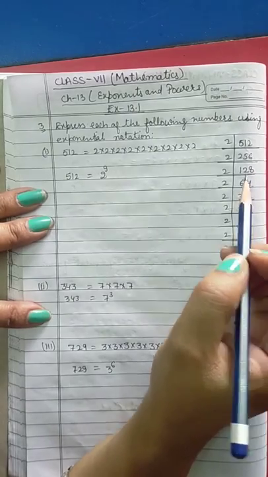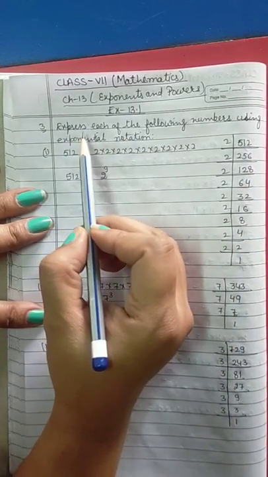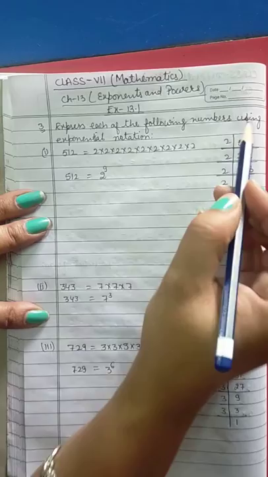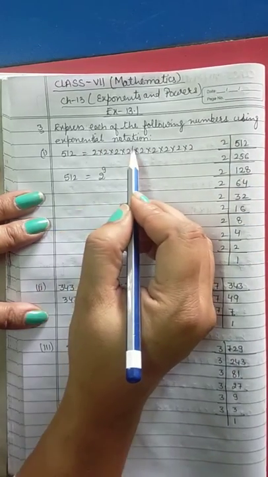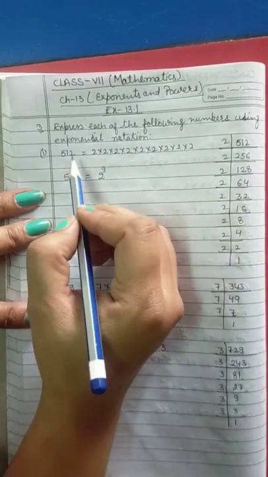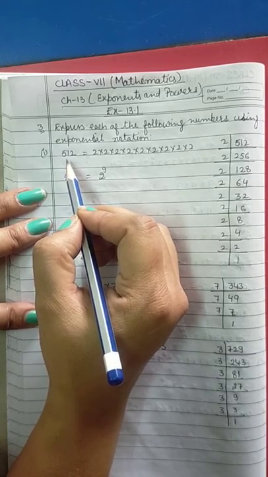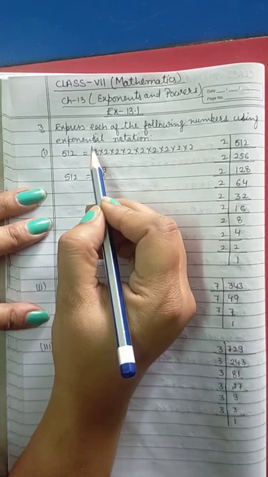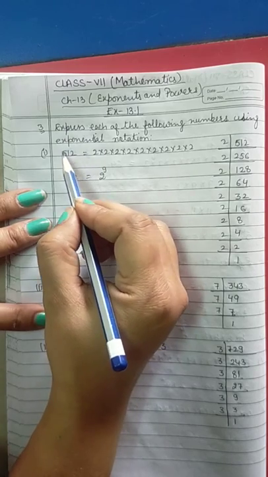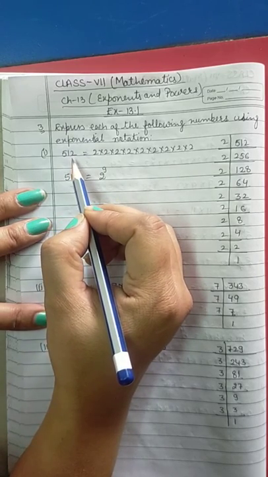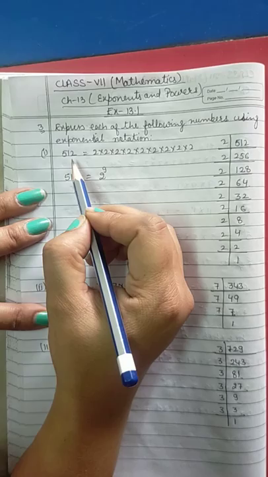Today we'll start question number 3 of exercise 13.1 of chapter 13, Exponents and Powers, of class 7th. In question number 3 we have to express each of the following numbers using exponential notation. What it is saying is that we have a number and we have to represent it in exponential form. So what we'll do here is simplify it, factorize it using prime factorization.